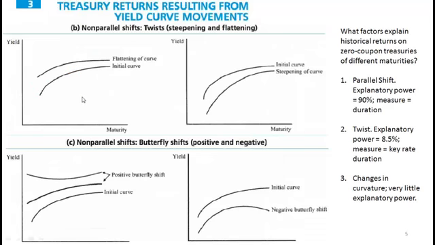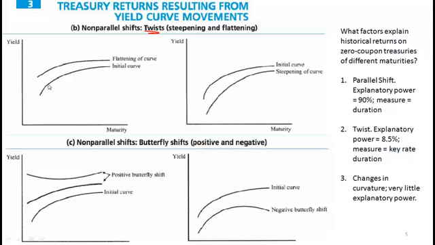Okay, but now we are going to get a little deeper into the fact that not all yield curve shifts are parallel. We can also have non-parallel shifts, and there are two kinds of non-parallel shifts. One is called a twist and the other is called a butterfly. So what is a twist? A twist is something like this, where not only are interest rates changing, but the slope of the yield curve is also changing.